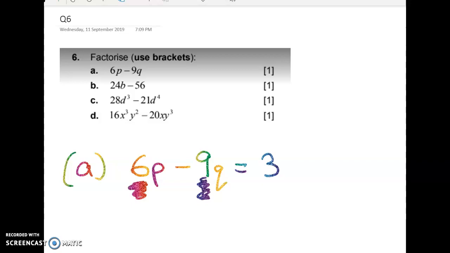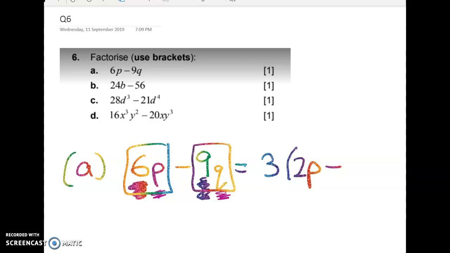And then we look at the variables. Here we've got p, here we've got q. There's nothing in common between those two things. So it's going to be 3 times what will give me 6p? Well, it'll be 3 times 2p. Minus 3 times what will give me 9q? It'll be 3q.